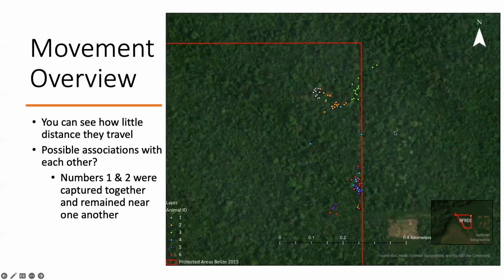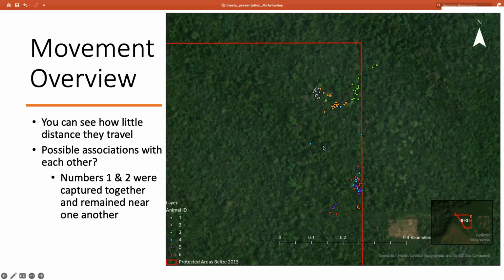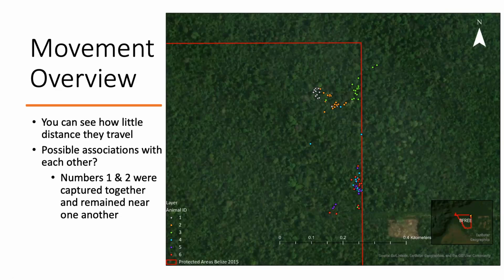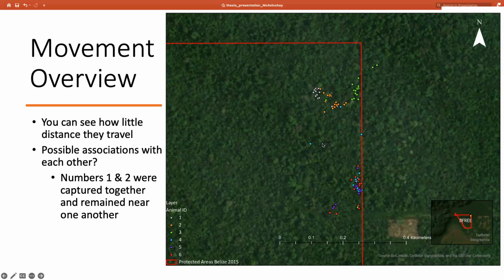I made a cool little map of their movement. I made an animation in GIS that I couldn't get to work in the PowerPoint, but in an ideal world, you could see me bop around and draw a little line between all these little spots. One interesting thing, these gray and orange dots were the first 2 individuals captured. They were captured together and they stayed close together. One was a male and one was a female. So I like to imagine that they're special friends.